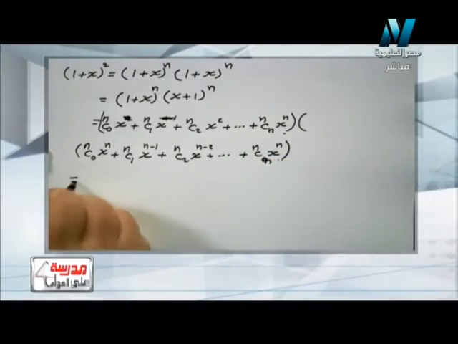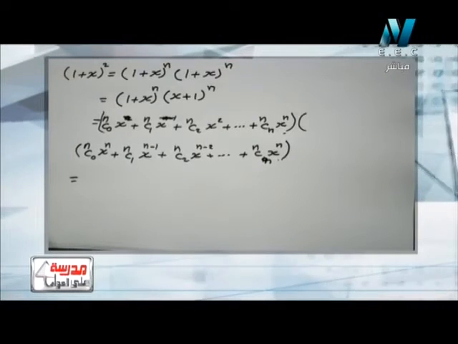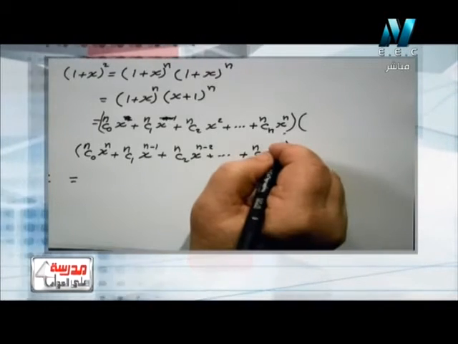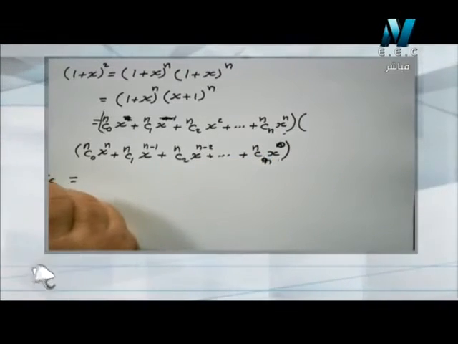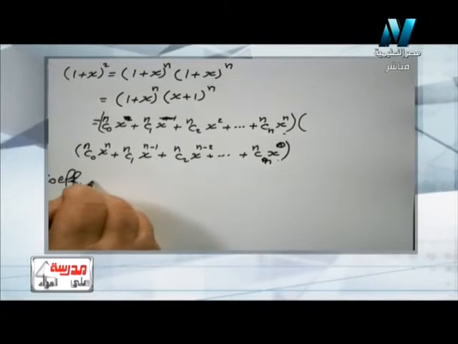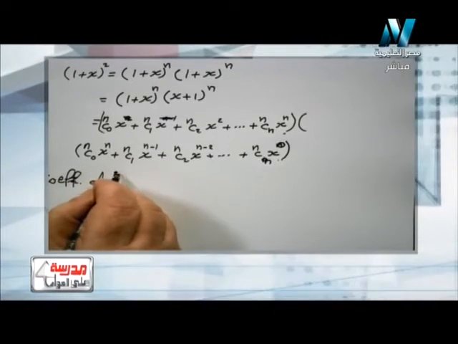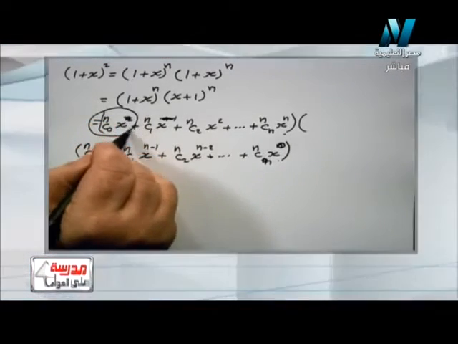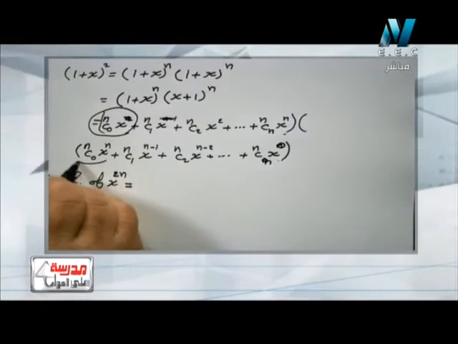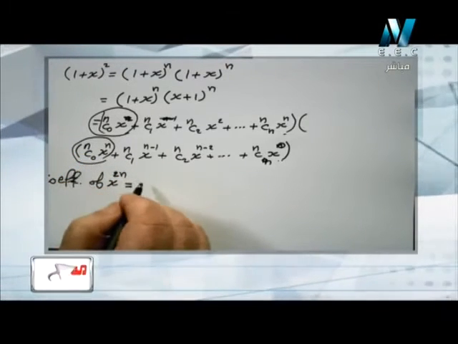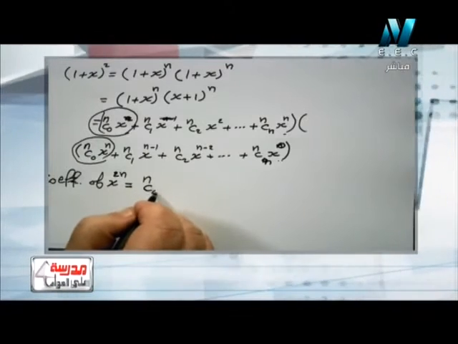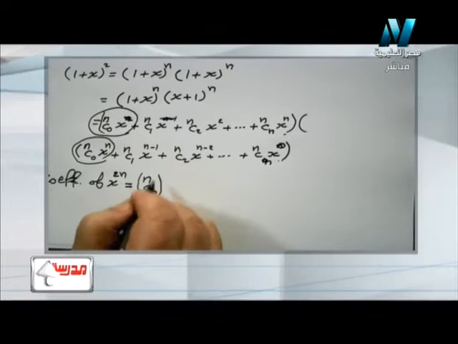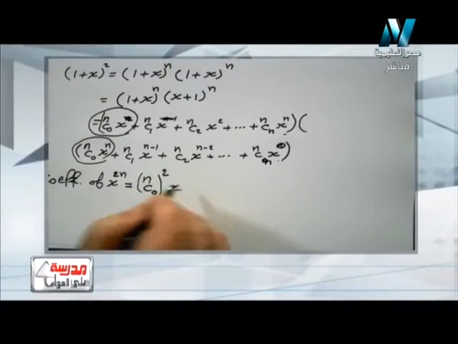تعالوا نضرب التو براكتس دول في بعض ونجيب coefficient of x power n. طبعا هضرب nC0 في nC0 x power n، يبقى nC0 all square في x power n.